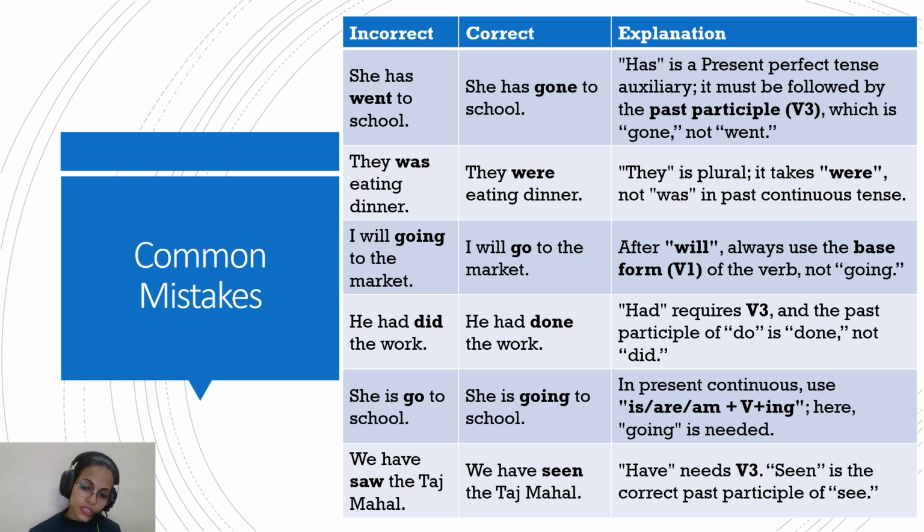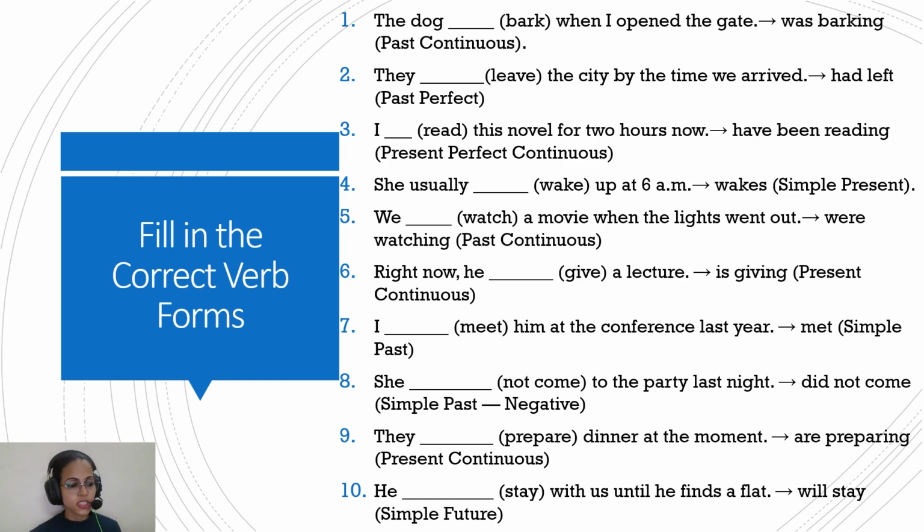"He had did the work." "He had done the work," because had requires the third form of verb and the past participle of do is done. So, "He had done the work." "She is go to school," of course not. "She is going to school." In present continuous, we use is, are, or am along with the ing form. "We have saw the Taj Mahal." "We have seen the Taj Mahal," because have needs the third form of verb, so seen. Okay. So if you have clarity on that table, then it's not going to be an issue for you to remember it.